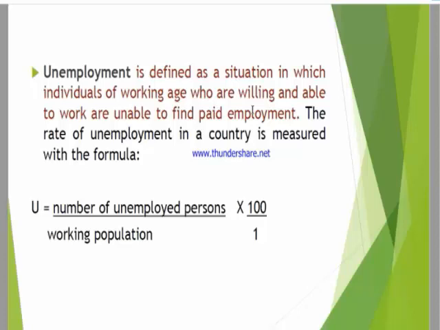And it is calculated with the formula as seen below, where we have the number of unemployed persons divided by the working population times 100 over 1. So any country that wishes to calculate its rate of unemployment will use this formula: number of unemployed persons divided by the working population times 100 over 1.